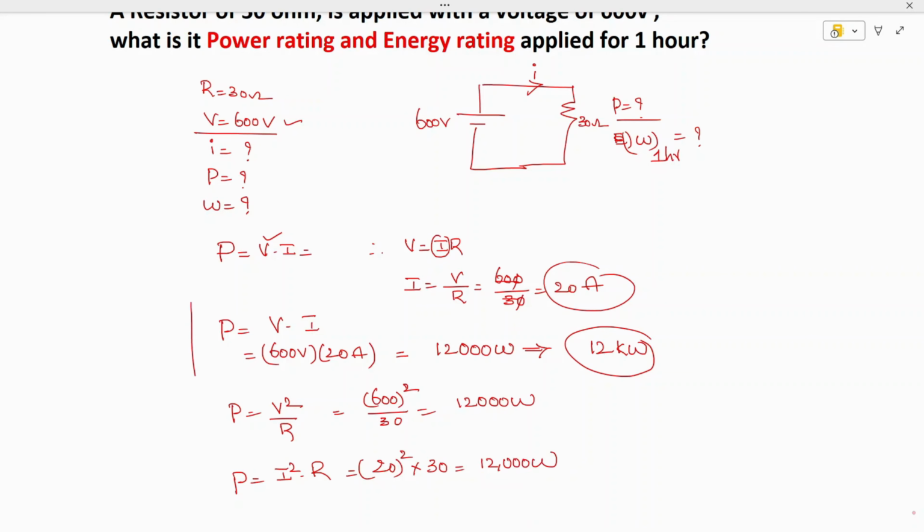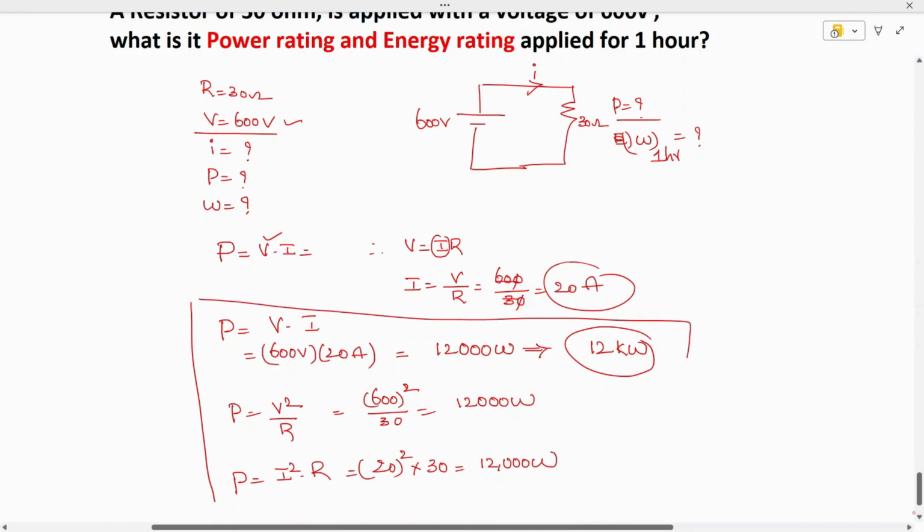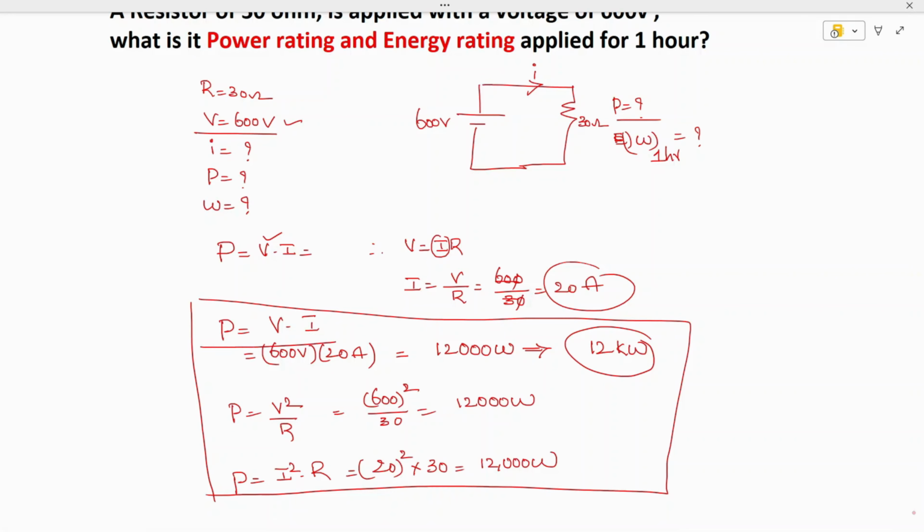Okay, so this is how we obtain the formula for power in three forms. First formula for power is V into I. Second formula for power is V square by R. Third formula for power is I square into R.